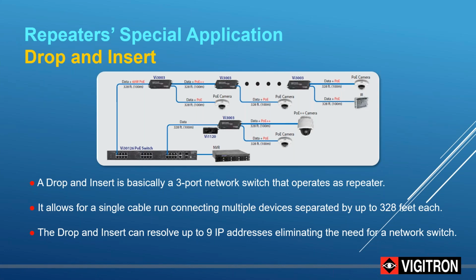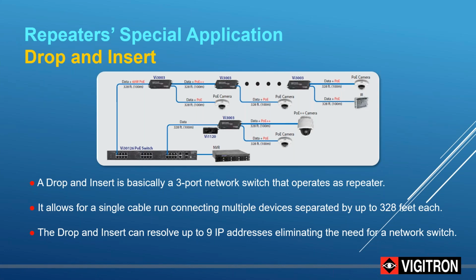The Vigitron drop-in inserts can resolve up to 9 IP addresses, eliminating the need for a network switch. So if I have an NVR or a VMS system that has a single input and I only have 8 cameras connected to it, I can essentially rerun that as a single line and eliminate the network switch.